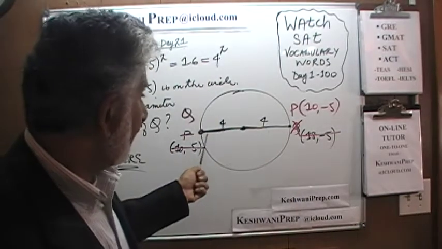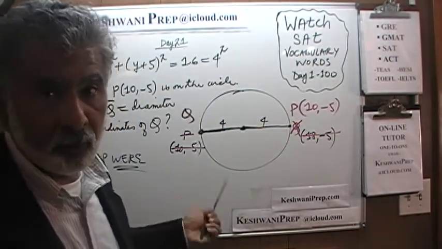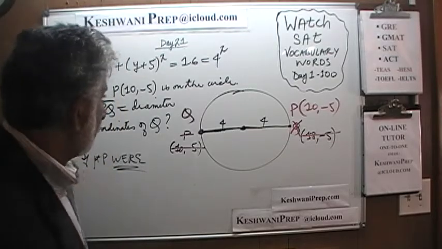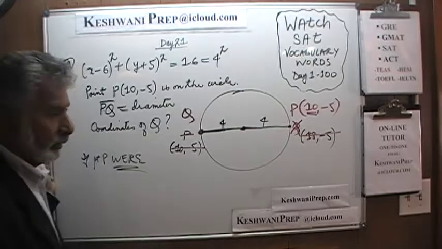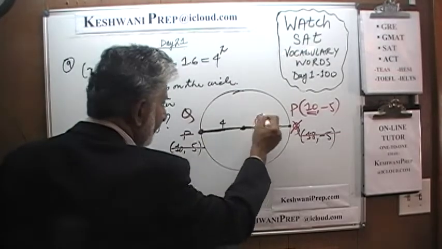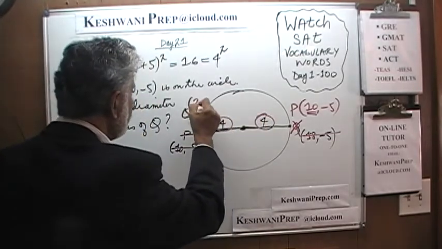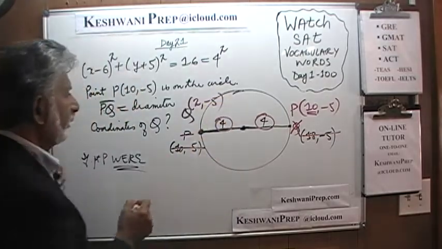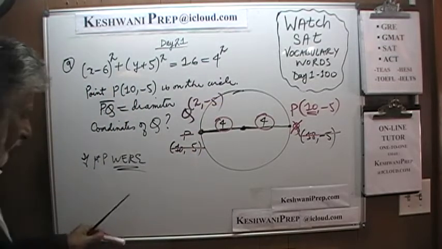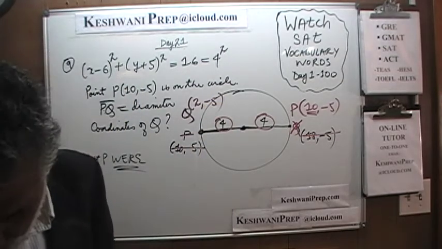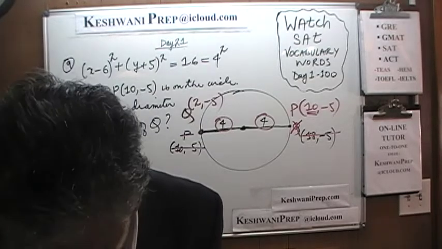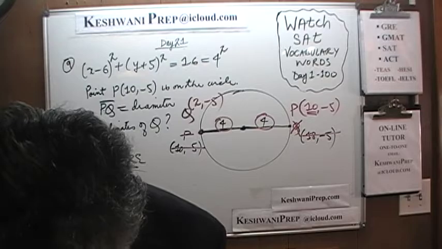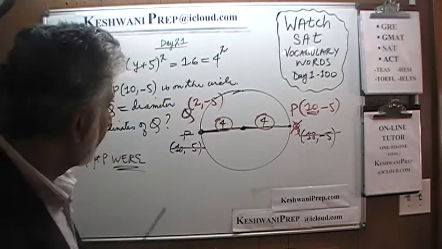Either P is here and Q is there, or the other way around, what else? So let's find out, shall we? Now, if the x coordinate is 10 here, we are going to the left, minus 4, there you go, it's going to be 2 and negative 5. And that has to be one of the answer choices. Number 9, is it? Oh, it's answer choice A, the very first one.